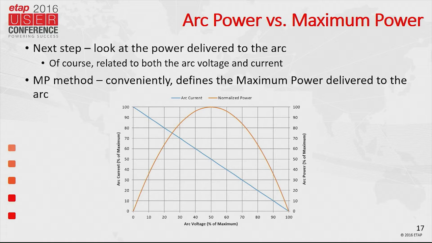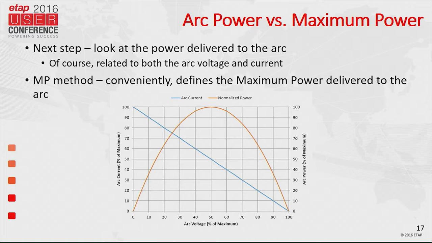What I've got is a graph here. The blue line shows the variation of arc current with the arc voltage. The point right in the middle, where we have 50% arc voltage and 50% arc current, you read up, and that's the point where we hit the peak. That's our maximum power, the maximum power transfer to the load.